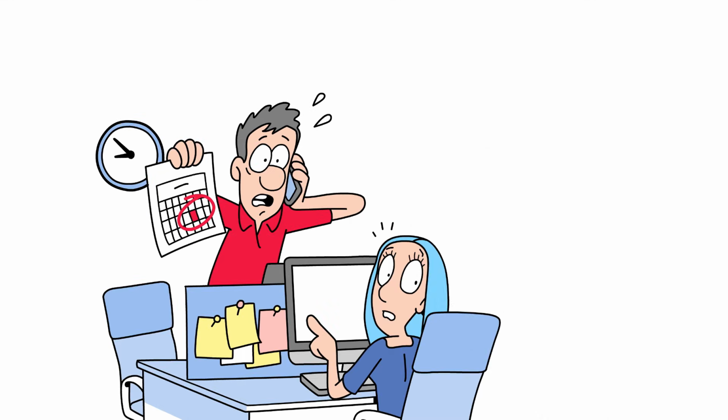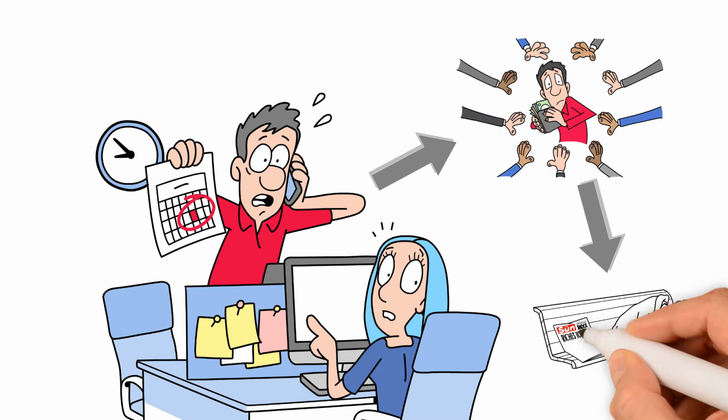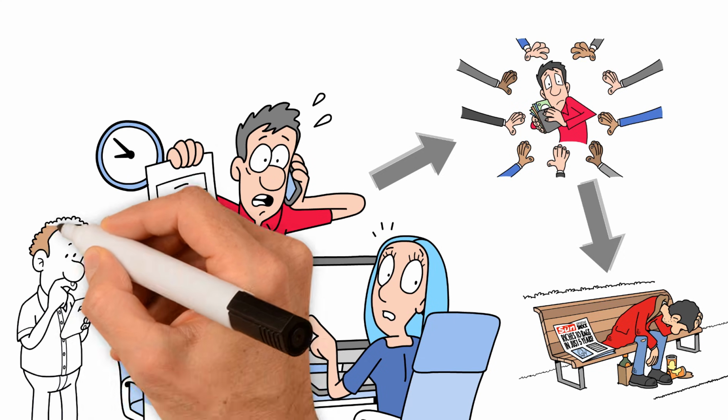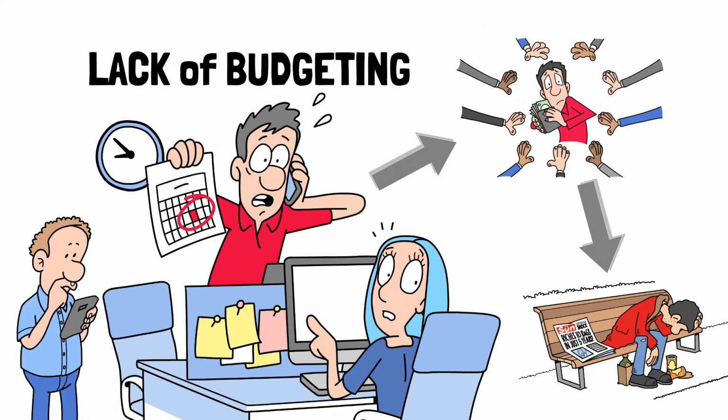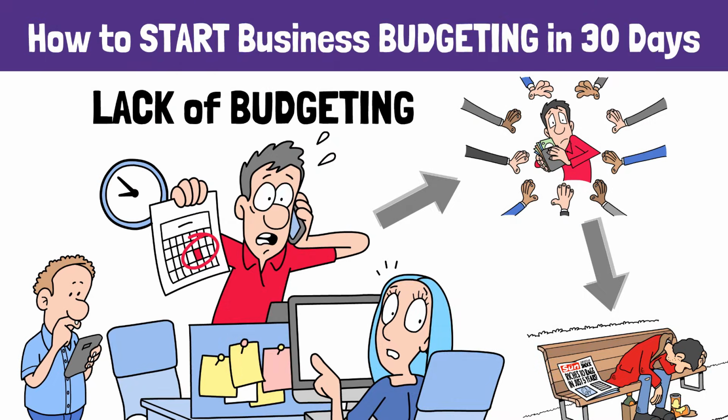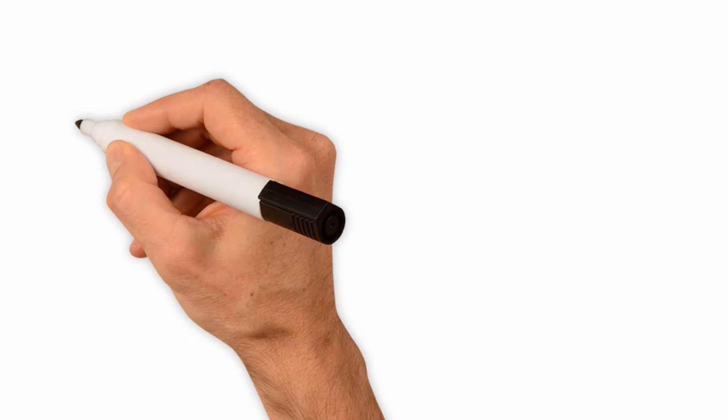If you don't control your business money in the next 30 days, your business will control you. Most owners think they have a revenue problem, but the real issue is lack of budgeting. In this video, you will learn how to start business budgeting in 30 days.